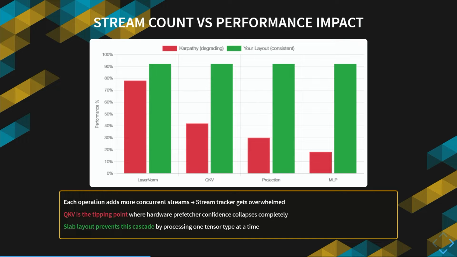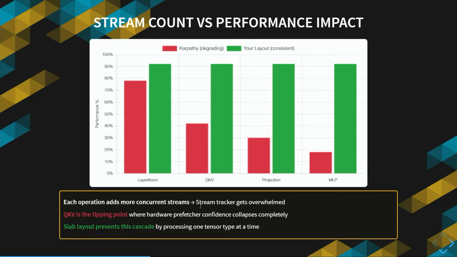Because as noted at the bottom, each operation adds more concurrent memory streams, and the hardware stream tracker gets completely overwhelmed. So we're going to talk about the stream tracker, which means that, say we're doing matmul operations of A and B. The matrix operation of A is going to fetch from one part of the data, the matrix operation of B is going to fetch from another, and they both can be prefetched. The CPU is smart enough to know that they're coming from different regions, and you can prefetch them. Now, what happens if you have C, and you have D, then you have E, then you have F?